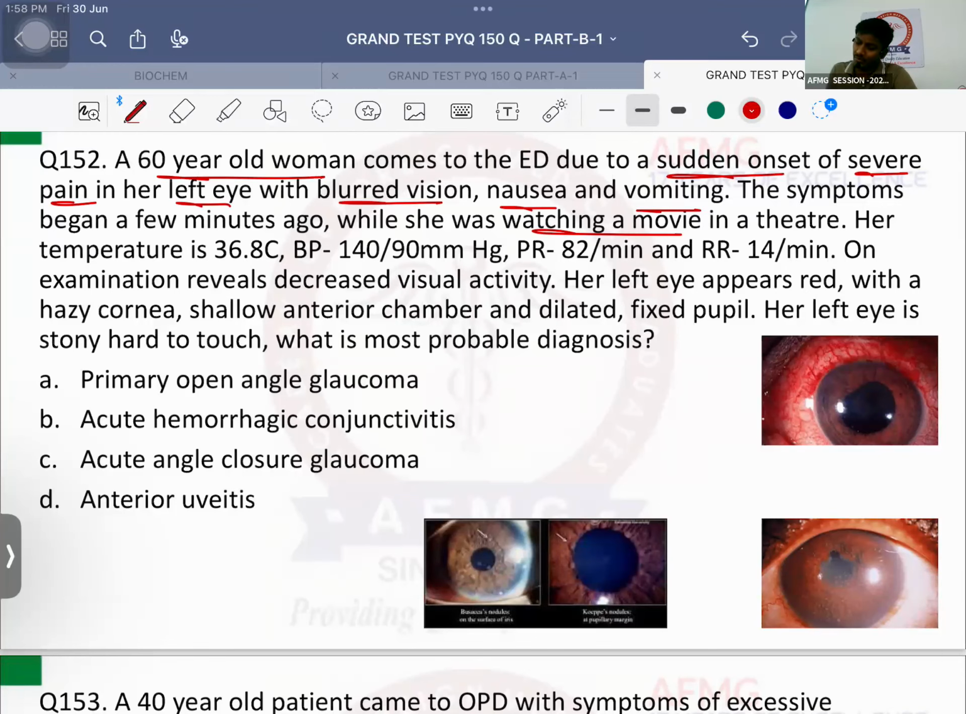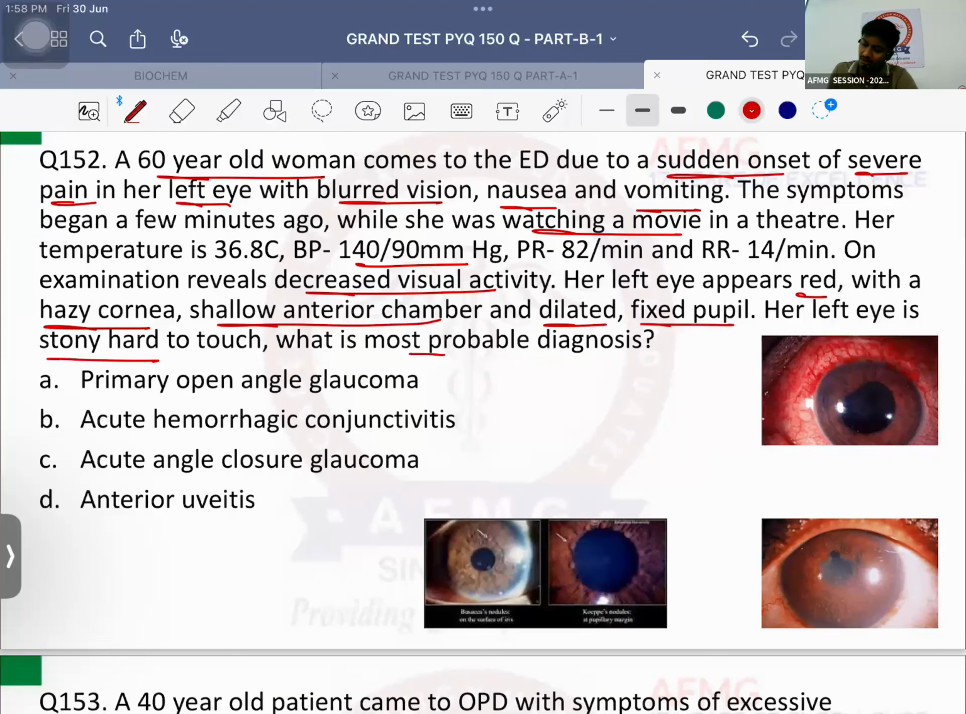Blood pressure is 140 by 90 millimeters of mercury, high normal. Pulse rate is 82 beats per minute and respiratory rate is 14 breaths per minute. On examination, it reveals there is decreased visual acuity. Her left eye appears red with a hazy cornea, shallow anterior chamber, dilated and a fixed pupil. Her left eye is stony, hard to touch.